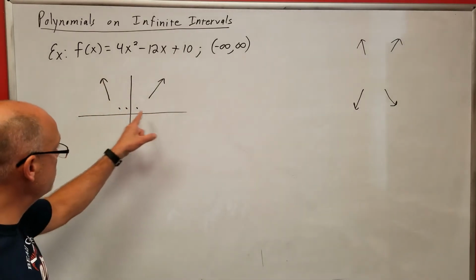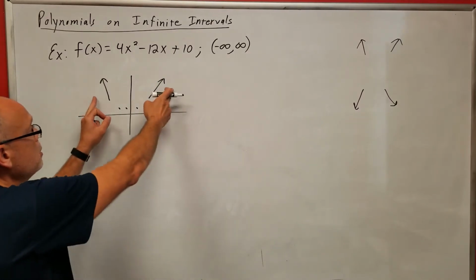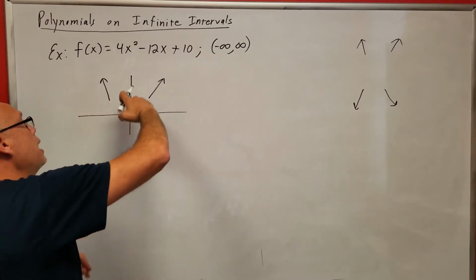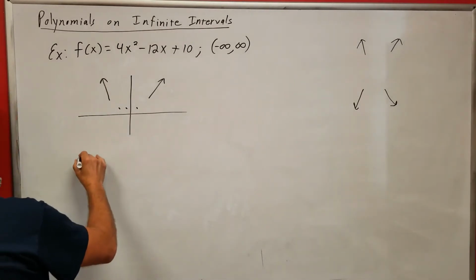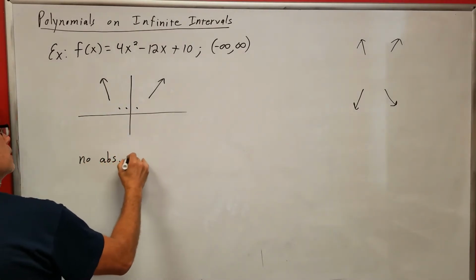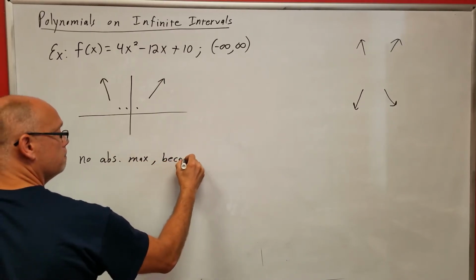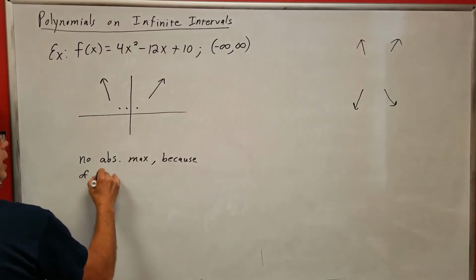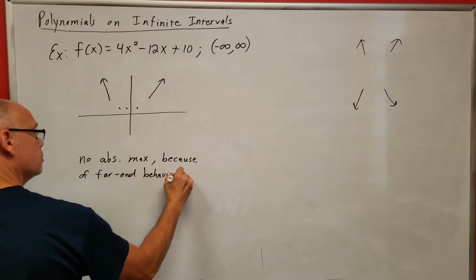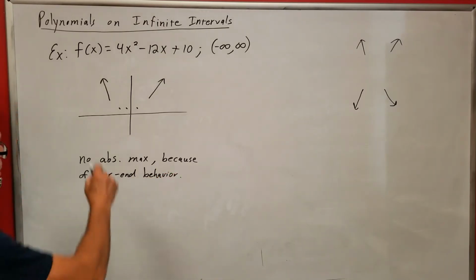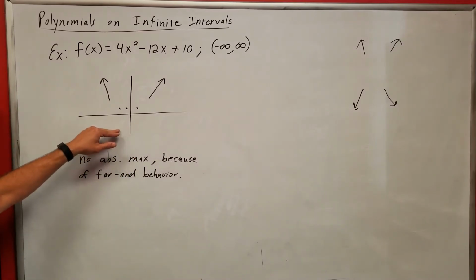Now, I don't know what happens in between yet. But if this happens, up on the far left, up on the far right, will it have an absolute max? No, it will not, because it'll go up forever. So we're going to put no absolute max, because of the far end behavior. But my function is going to come down and do whatever it does, so we'll have an absolute min here.